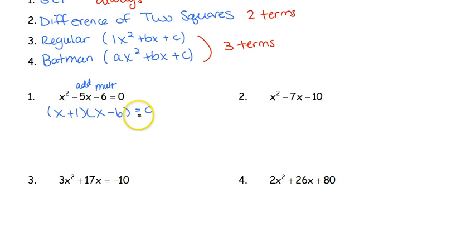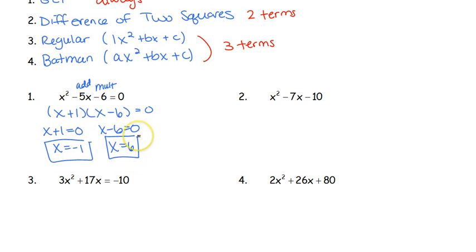Now, because I've got that equals 0, I'm going to use ZPP. x plus 1 equals 0, x minus 6 equals 0, and we've got a solution when x is a negative 1, and we've got x is equal to a positive 6. We move over on to number 2. There's no equal sign, so the only thing I'm going to do is factor.